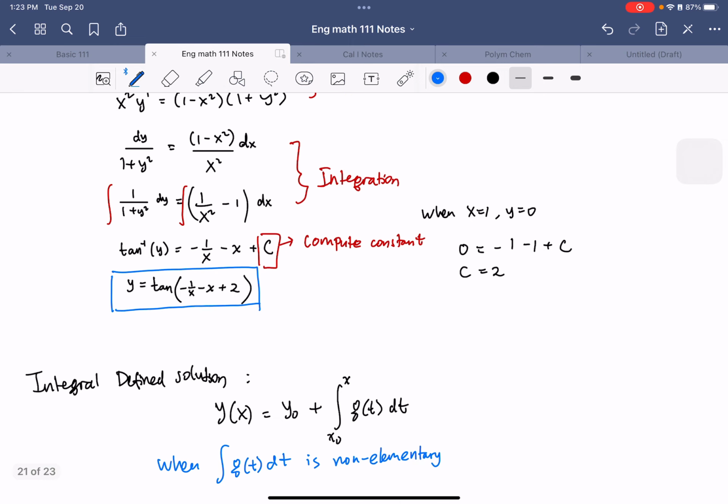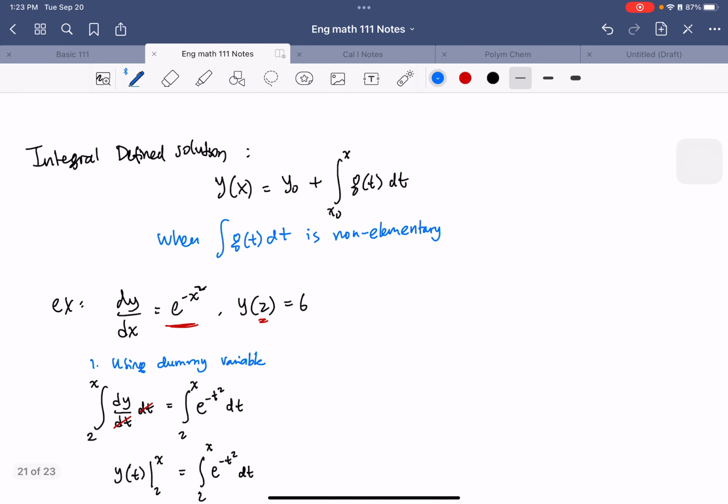Then we also have integral-defined solutions, which means that you have an integral that is non-elementary. It means whatever method you try, you cannot easily integrate the function. For example, the function e to the power of negative x squared, you cannot do anything. You just stop, and then the final answer should include this integral.